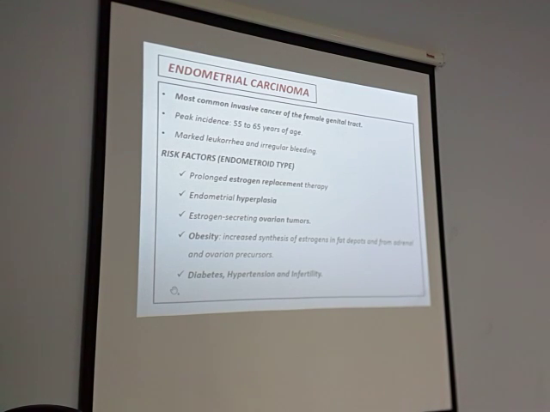Cancer. It is a malignancy. Yeah, good. Endometrial cancer is arising from the endometrium. It is simple.